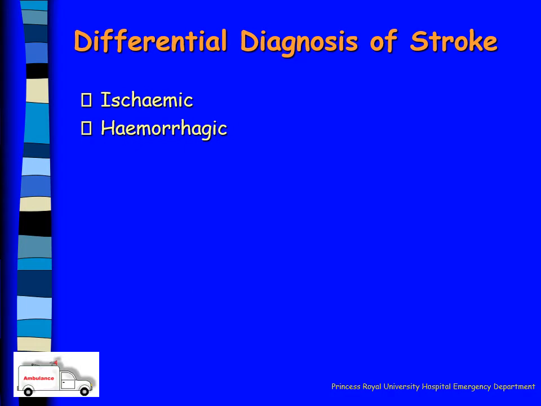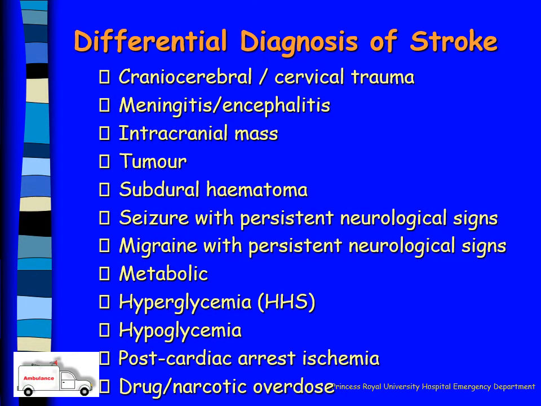So let's think about the differential diagnosis of a stroke. Of course, the cause of the stroke could be ischemic, so thrombotic or embolic, or it could be hemorrhagic. So there are lots of other conditions that can lead you to believe that the person may have had a stroke, and that is why taking a really adequate history and a neurological exam is key to differentiating between whether you actually think this person's had a stroke or not.